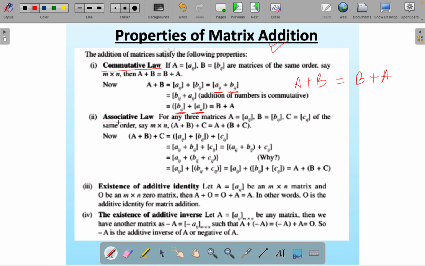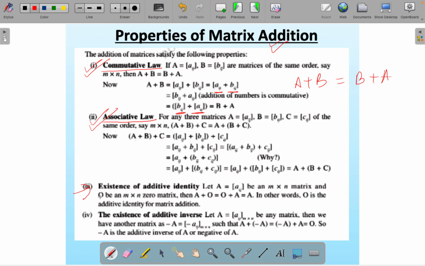Let's talk about associative law. Again, we are talking about addition. So A plus B plus C. So this will be Aij plus Bij. Add first, you know the bracket, first add A plus B and then add the answer you get to C. So again the order is not going to matter because addition is associative in nature. So similarly, the associative law also holds true in case of addition, and commutative as well.